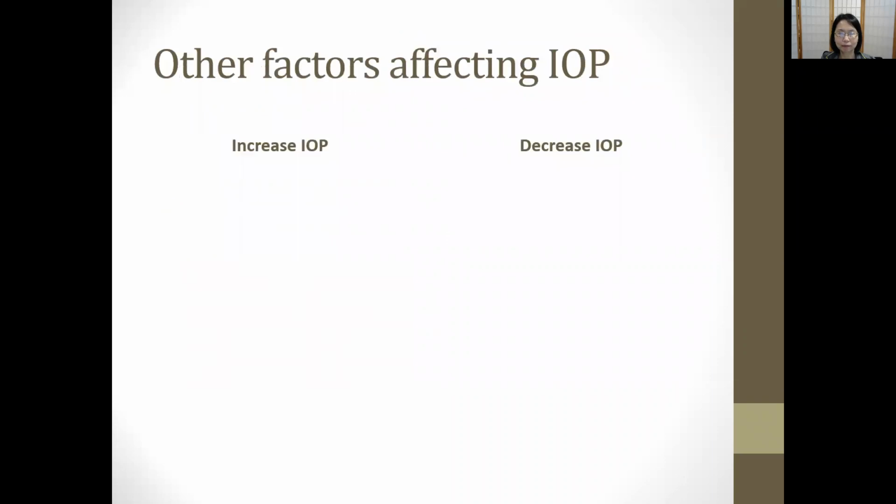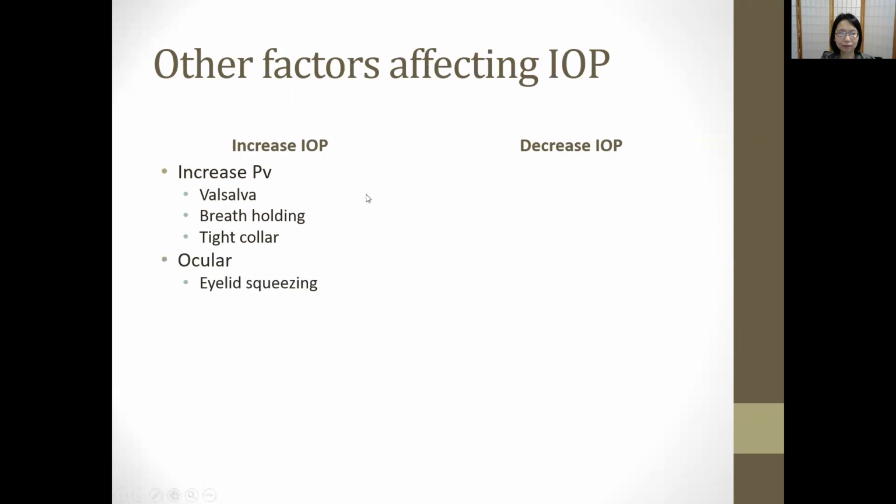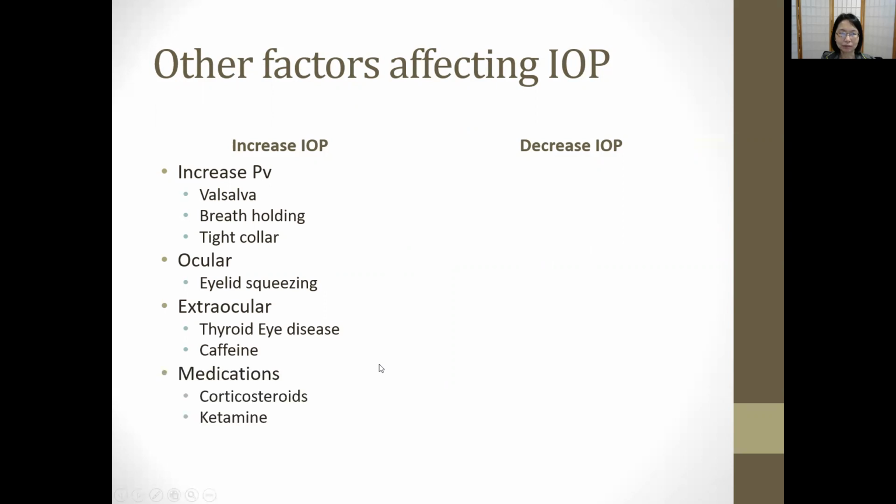Other factors can either increase or decrease IOP. The ones that could increase it include those that can increase episcleral venous pressure, such as Valsalva, breath holding, and a tight collar, if the patient is squeezing their lid, and extraocular diseases such as thyroid eye disease, or even caffeine intake can increase IOP. Medications such as steroids can certainly increase IOP.